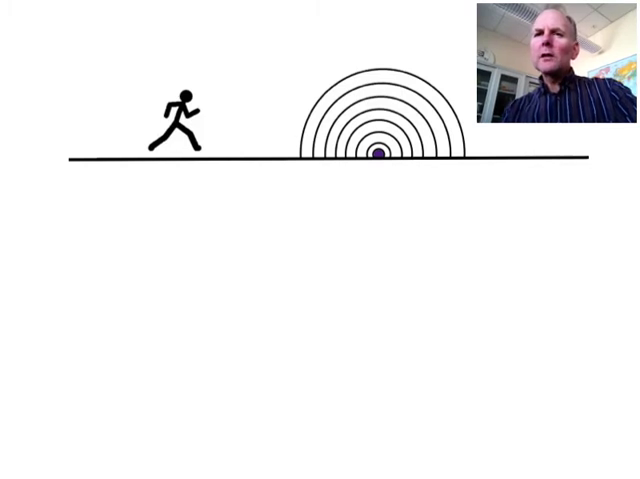The equation that allows us to calculate the apparent frequency heard by the person is again very similar to the first equation.